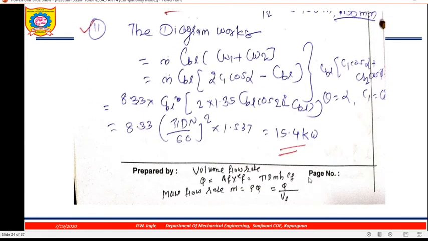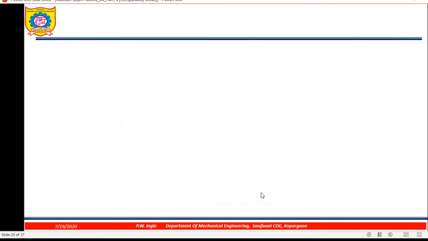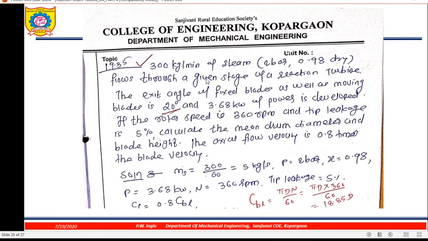Okay. Now diagram work. It is mass flow rate into CBL into (CW1 plus CW2). Then it is m dot CBL into 2 C. This formula also we have already discussed, okay, while discussing the maximum efficiency condition. So you are getting what? 15.4 kilowatt. Here I have written the volume flow rate. It is Q, equal to A into CF, okay, and mass flow rate is what? Rho into Q.